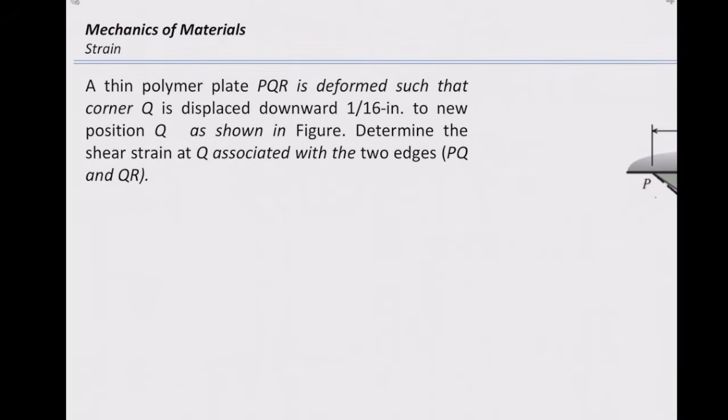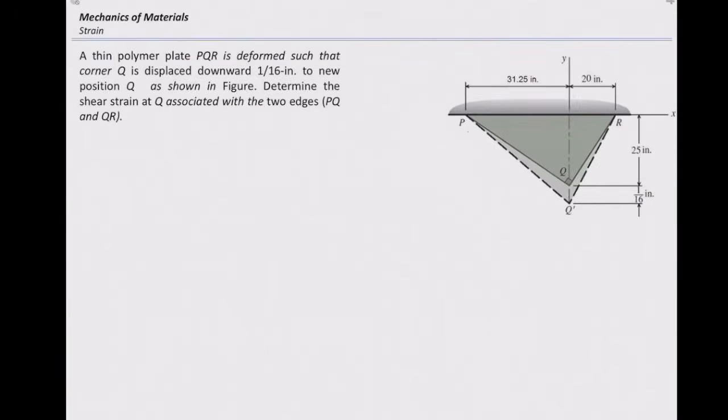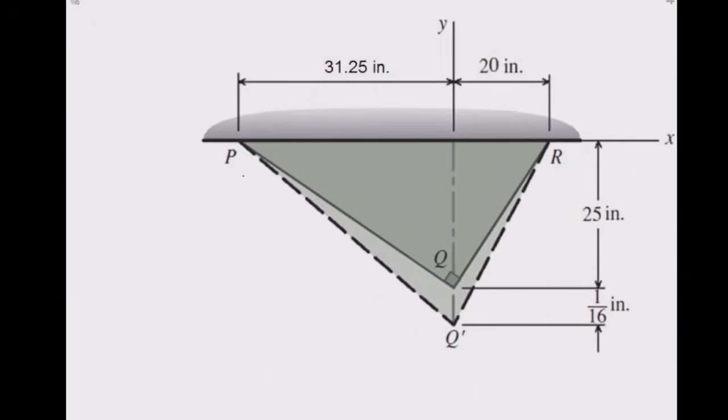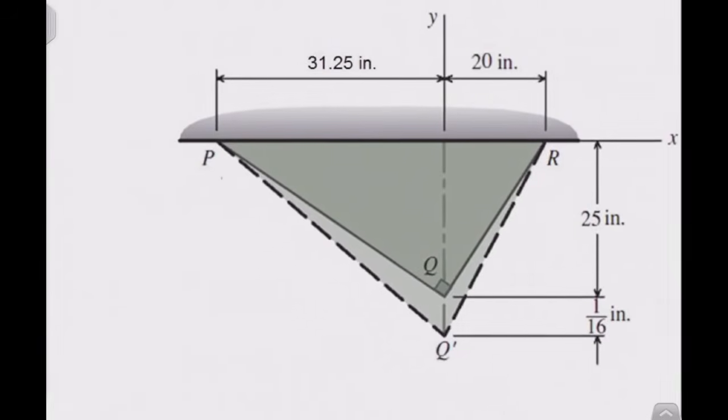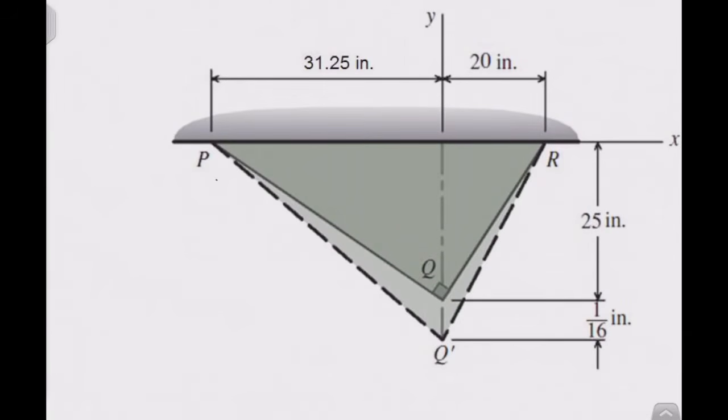The question asks, determine the shear strain at Q associated with the two edges PQ and QR. So it basically asks how much is the value of shear strain at that corner Q prime. Let's look at this triangle in detail. How much is the initial angle at corner Q before applying the load? It's 90 degrees, pi over 2.